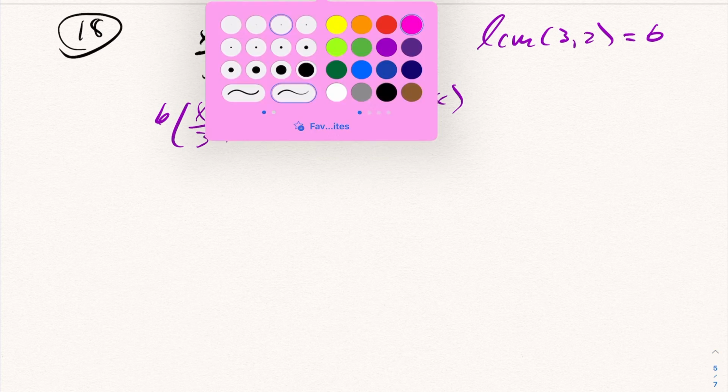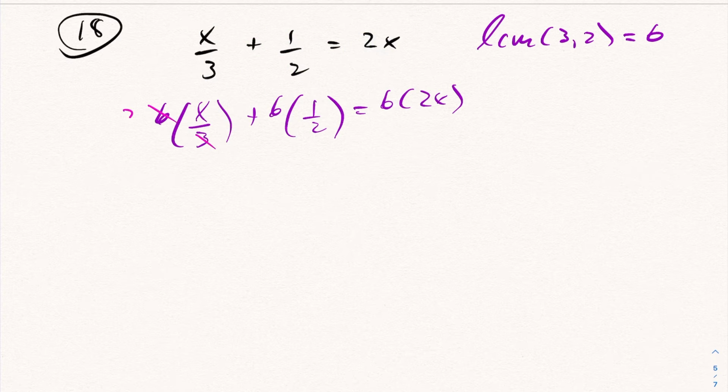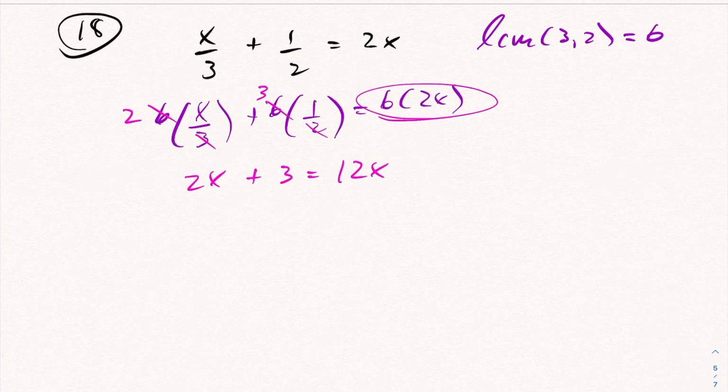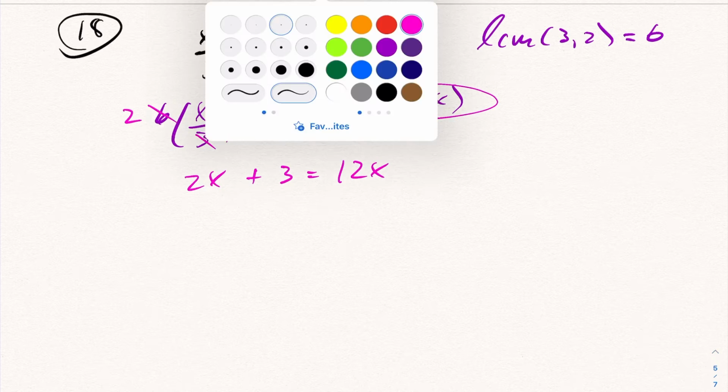Now it's just a matter of simplifying this. So the 6 and the 3 reduced to become a 2. 6 and the 2 reduced to become a 3. This becomes 2x plus 3 is, this just is 6 times 2x is 12x. Now the question, as you can see, is much simpler. Back to some of the earlier questions we were looking at. I'm going to go ahead and solve for x.